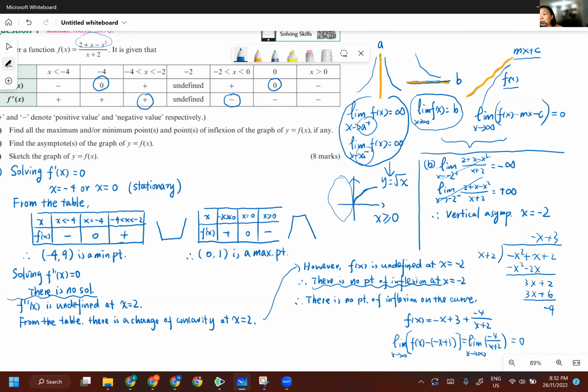Now, because of this, the negative x plus 3 is the asymptote. The oblique asymptote. And there is no horizontal. That's it.